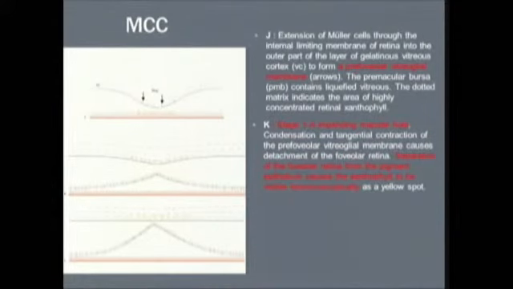And when it starts to proliferate, it pulls up the fovea, and we have foveal detachments. This dotted area is the xanthophyll. So with more pulling of the fovea, the xanthophyll will move away from the center, and this is what we can see clinically as a yellow spot.